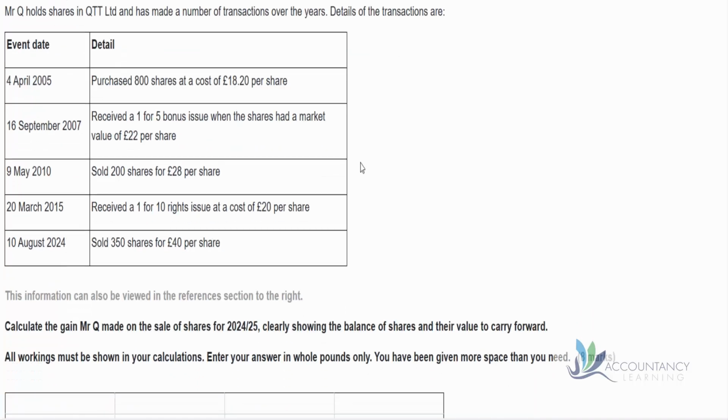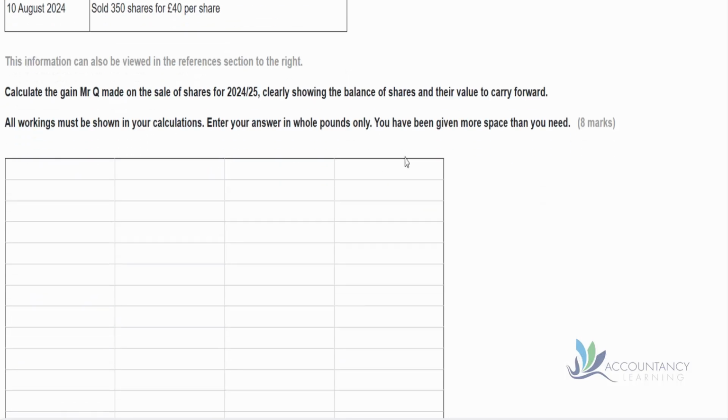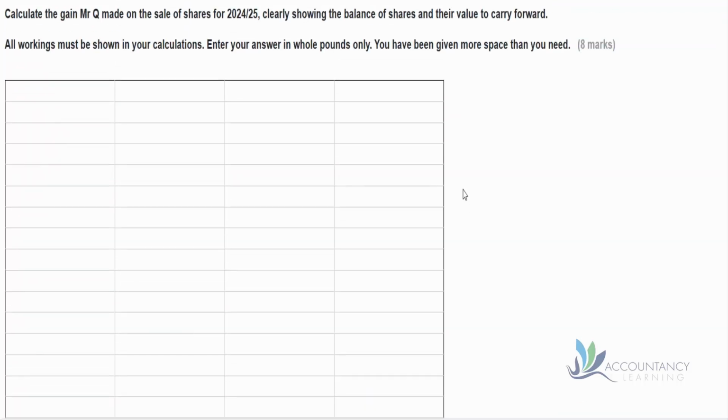And then let's have a look at the requirement. Calculate the gain Mr. Q made on the sale of shares for the 24-25 tax year, clearly showing the balance of shares and their value to carry forward. All workings must be shown in calculations. Enter your answer in whole pounds only. You've been given more space than you need. So we've got this table here, and there's plenty of space available.